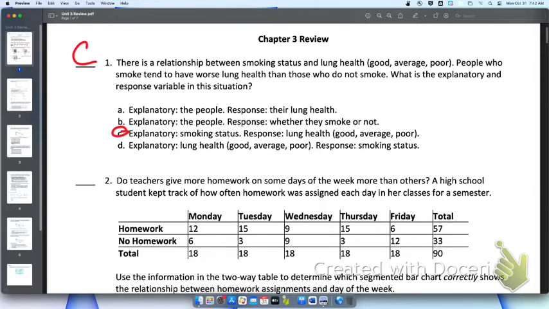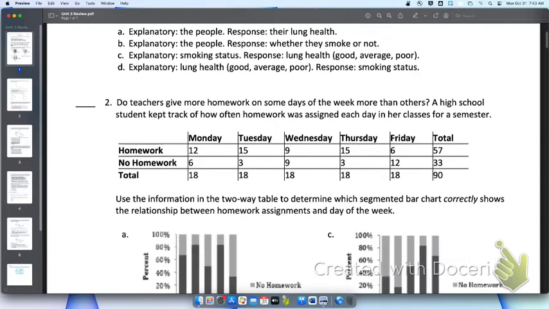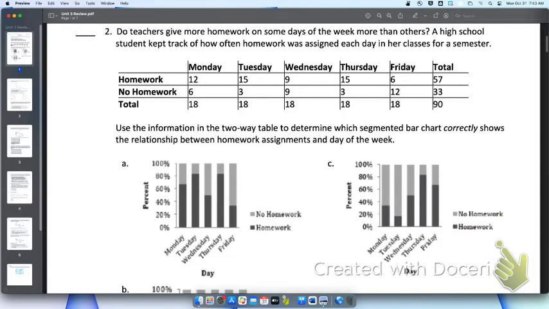All right. Number 2. Do teachers give more homework on some days of the week than on others? A high school student kept track of how often homework was assigned each day in her class for a semester. All right. So, notice the chart. We've got each day, if they had homework or not. And then we've got these segmented bar charts. We need to use the information in the two-way table to determine which segmented bar chart correctly shows the relationship between homework assignments and days of the week.